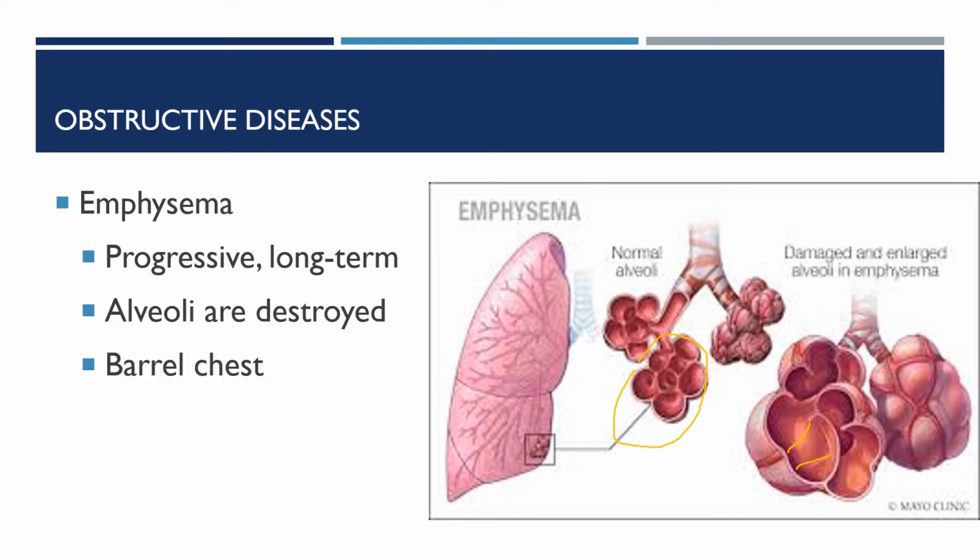You'll also see something called barrel chest, and this barrel chest is something that occurs because, again, they're forcibly trying to exhale, and in addition, they have air that gets trapped inside. So the trapped air, accompanied by trying to force air out, causes the chest to take on this very round appearance. And it's called a barrel chest. The most common symptom with this is dyspnea, which is difficulty breathing.